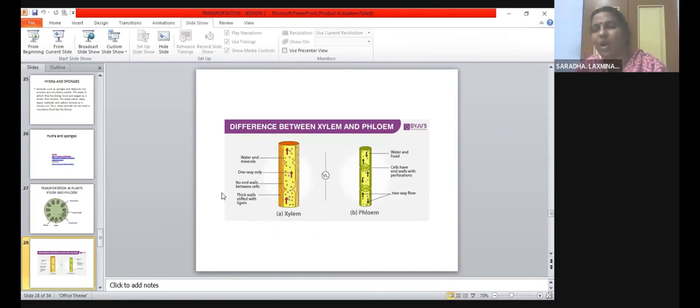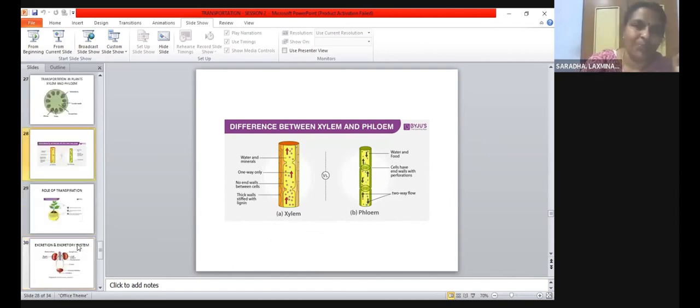What is the difference? Xylem conducts always in one direction, whereas in the case of phloem it is in both directions. And this carries water and minerals, whereas this carries food. Very important difference. 2 differences will do. And then we'll speak also about transpiration.